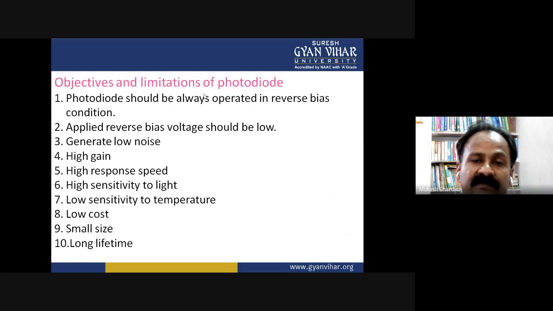Objectives and limitations of photodiode. Photodiode should always operate in reverse bias condition. Applied reverse bias voltage should be low, generate low noise, high gain, high response speed, high sensitivity to light, low sensitivity to temperature, low cost, small in size, and long lifetime.